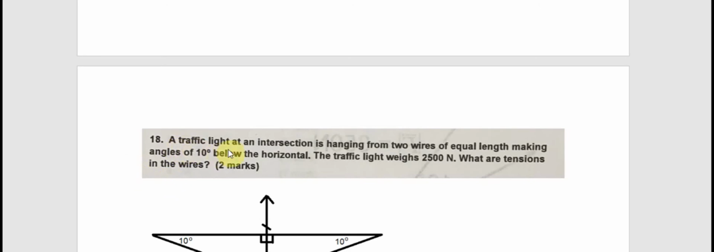A traffic light at an intersection is hanging from two wires of equal length, making angles of 10 degrees below the horizontal. The traffic light weighs 2,500 newtons. What are the tensions in the wires?